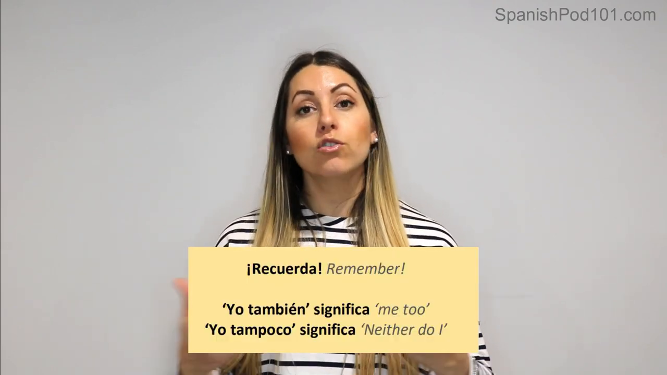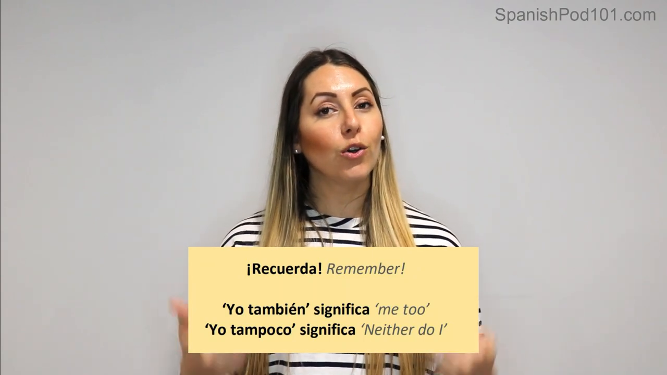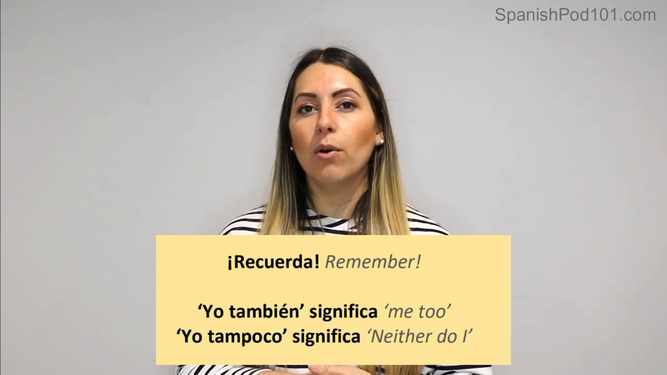And something important to remember for your conversations in Spanish, when we have a conversation, if we have things in common, instead of repeating it, for example, if someone has a pet, yes, they have a dog, sí, tengo un perro, instead of you saying, yo tengo un perro, you can say, yo también, me too. And then if they say, for example, no tengo mascotas, I don't have pets, then instead of repeating, if you don't have pets either, then you can say yo tampoco, me neither or neither do I.